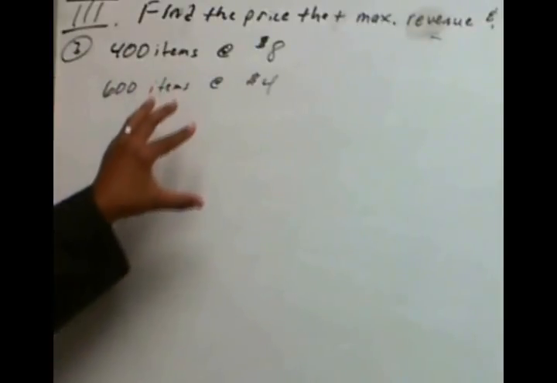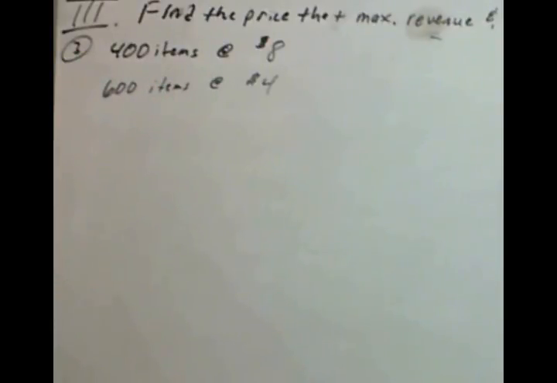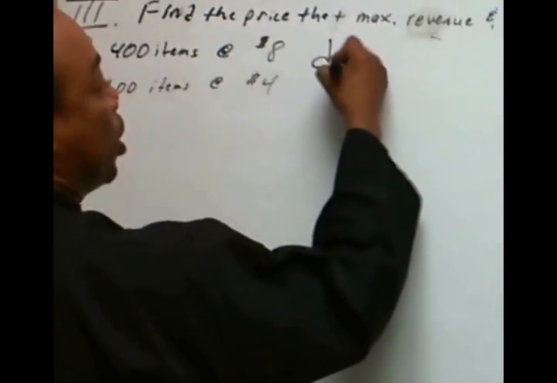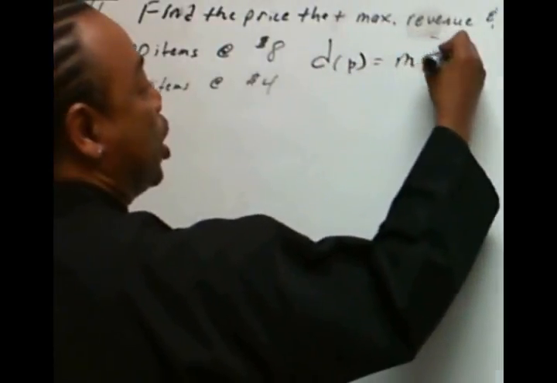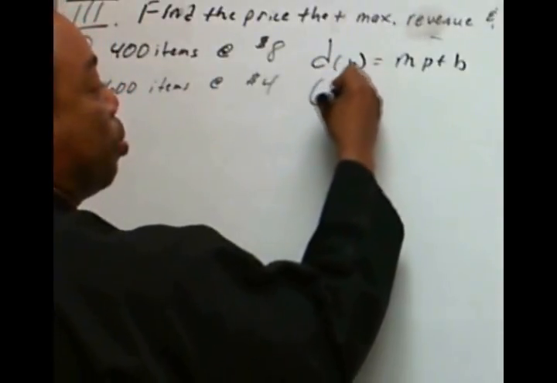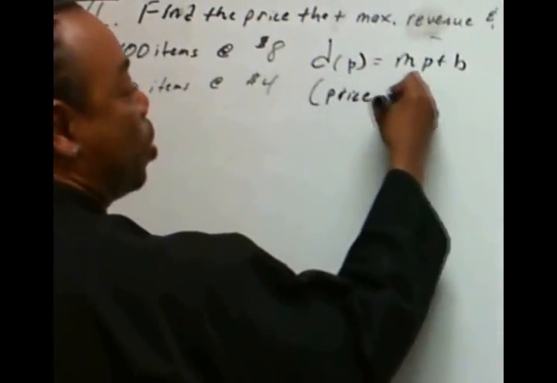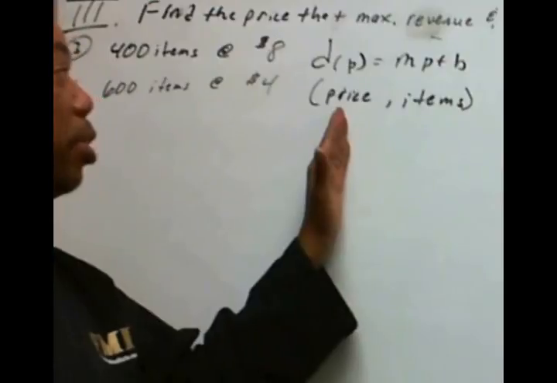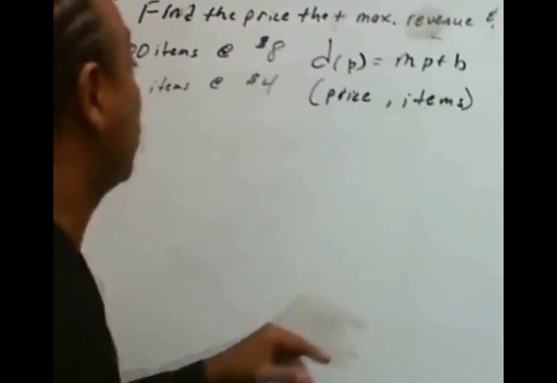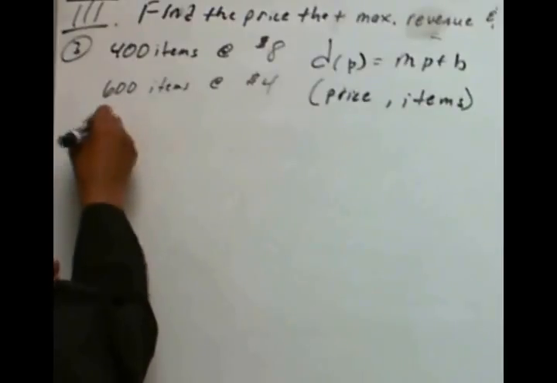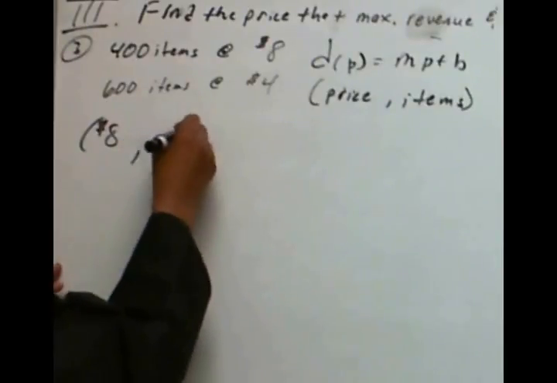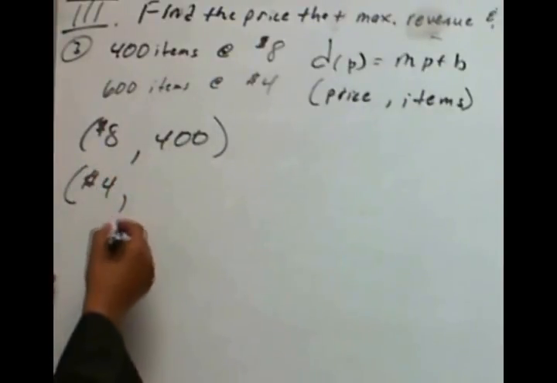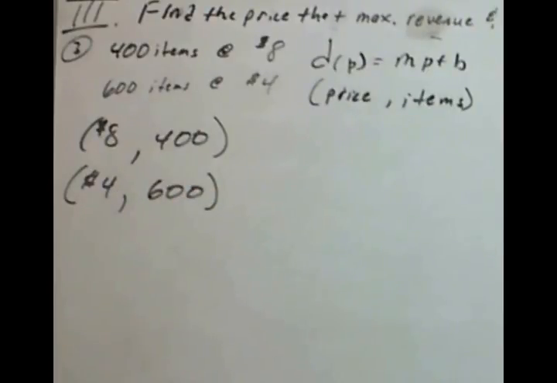Well, in order to find that, I need to find the demand function. Demand functions are basically linear, where the input is price and the output is items. So I need to set up the information in that same manner. Input, a number for input and a number for items. So price, I have an $8 price that I use as input, and the output was 400 items. Then when we input a price of $4, the output was 600 items.